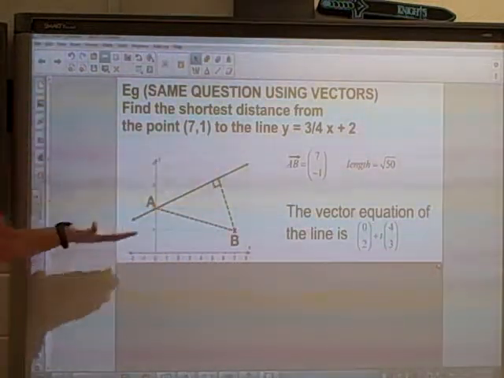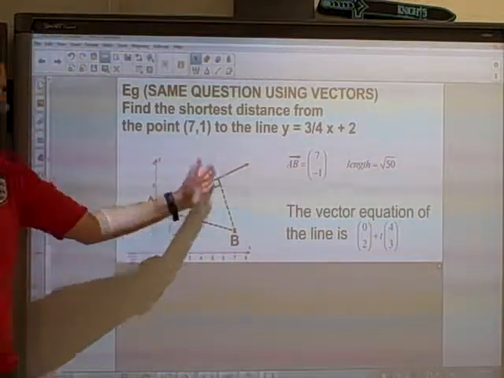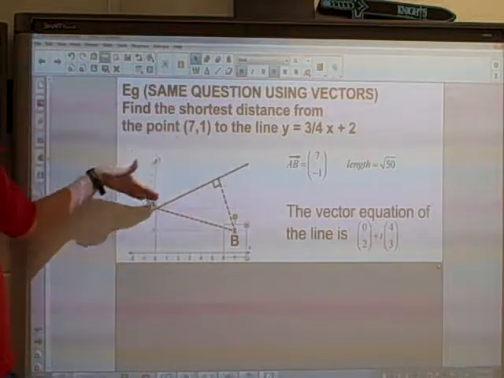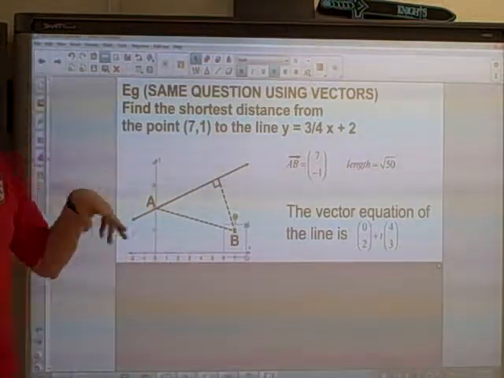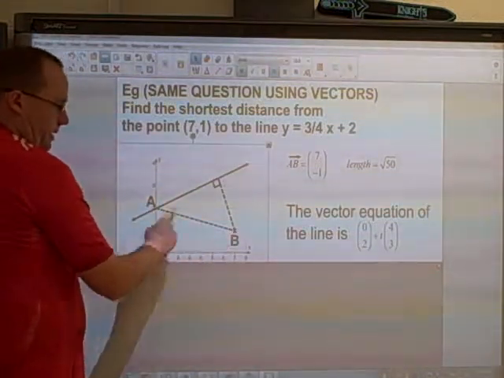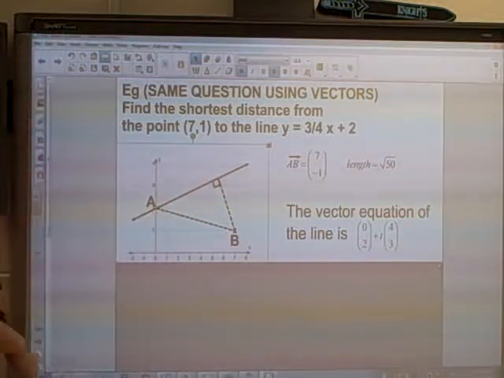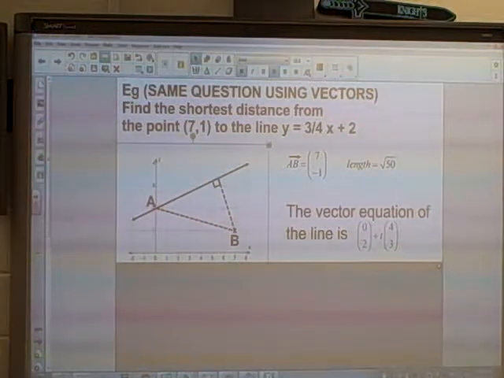I'm trying to write a vector equation of this line here. To do this length here, what I'm actually going to find is this length, and then I can do Pythagoras on that. Now the first part of this, A to B, I can find the length of. This part here, unfortunately I don't know where this point is, so I can't do that straight away. So I'm going to need some clever technique to get around that.